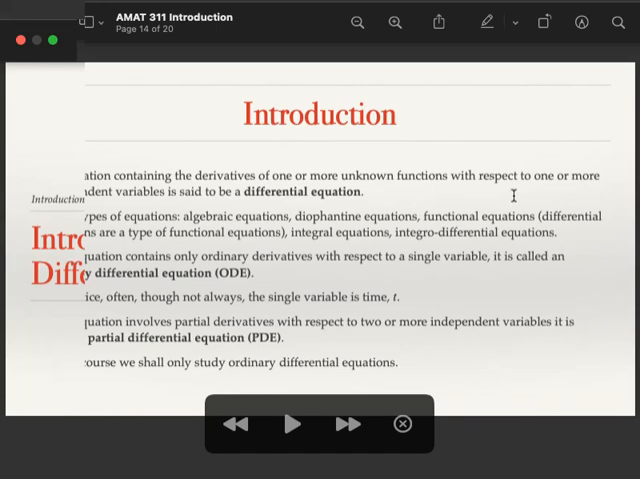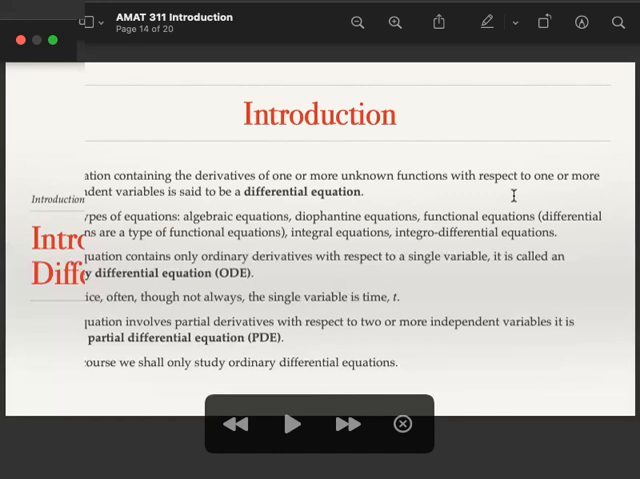So there are two types of differential equations. There are ordinary differential equations and partial differential equations. In our course, of course, we are going to study ordinary differential equations. Ordinary differential equations mean that the derivatives are with respect to a single variable. In practice, the single variable is often the time, t.